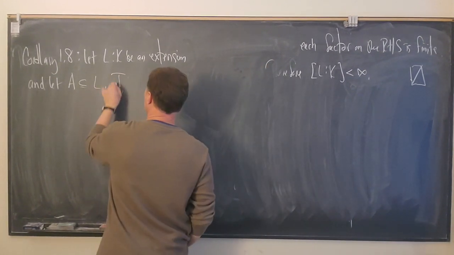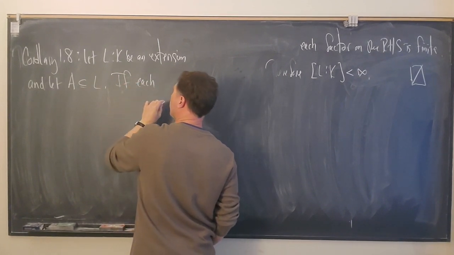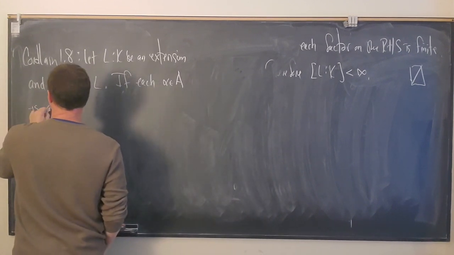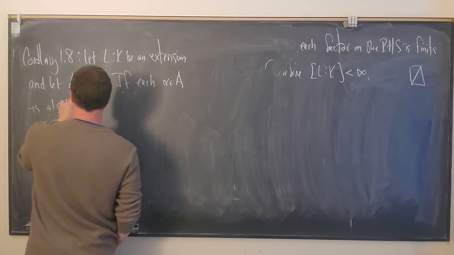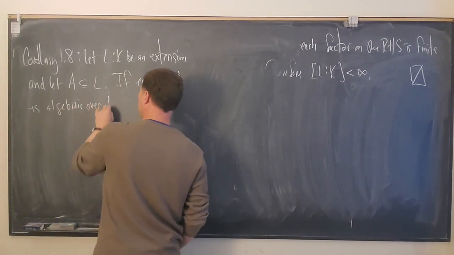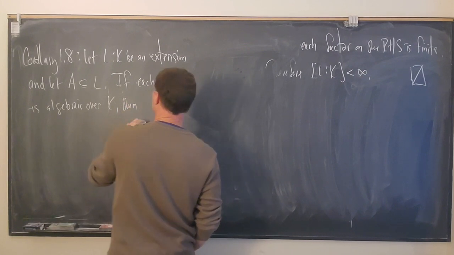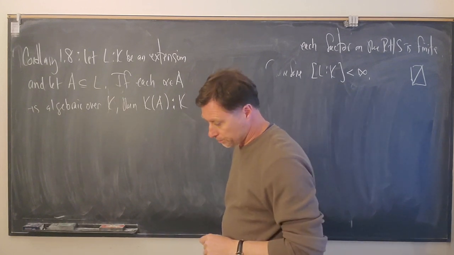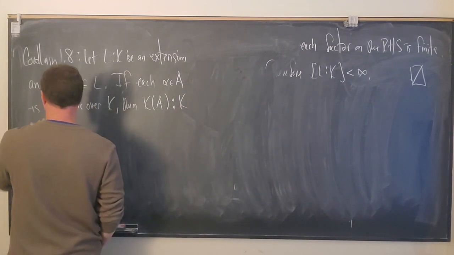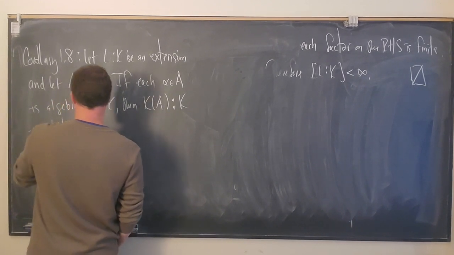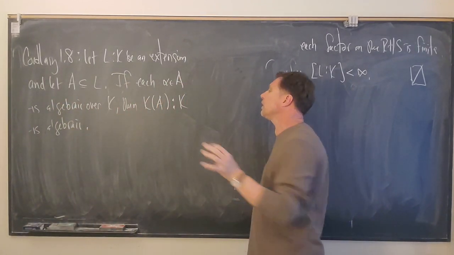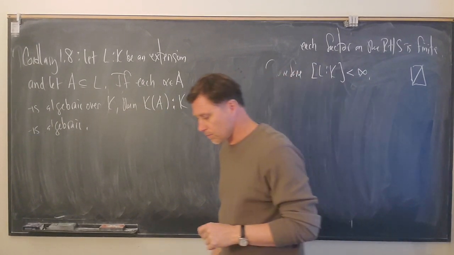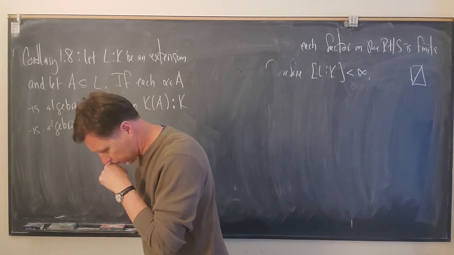So it goes like this. So if each alpha in capital A is algebraic over K, then the extension K adjoin A over K is algebraic. So what this is saying is adjoining any collection of algebraic elements to K yields an algebraic extension. Now this actually does take a little bit of work to prove here.